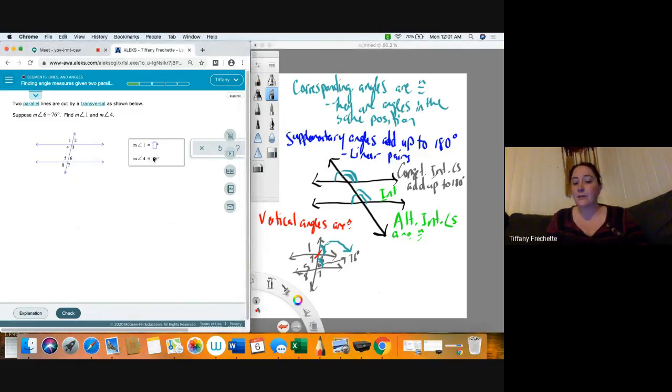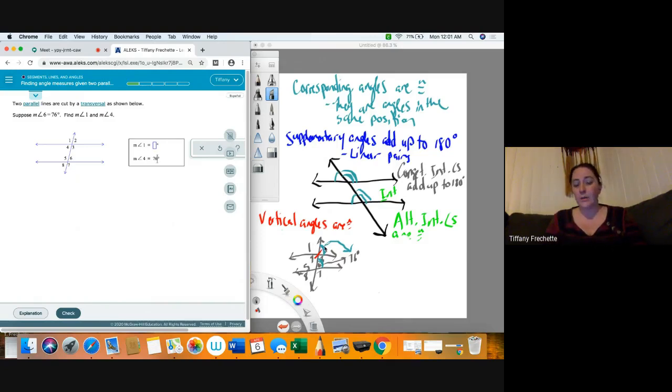So this is very much about going from one rule to the next and knowing how to move forward. So it's a lot of trial and error too. I saw right away the corresponding angles. You might not. You might have to bounce around here a little bit to figure out where to go.